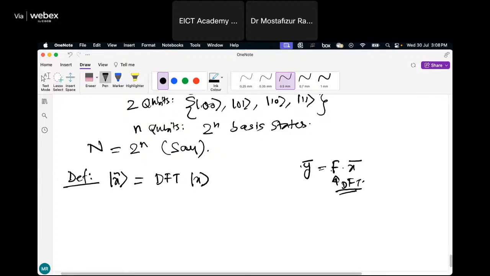The same thing I have written. But how does this DFT matrix work? It is basically 1 upon the square root of N, summation over y equals 0 to N minus 1. This is a simple dummy variable, y equals 0 to N minus 1. This y and this y are not the same. This is just a variable. So let's define this with another variable, say this is some x tilde.